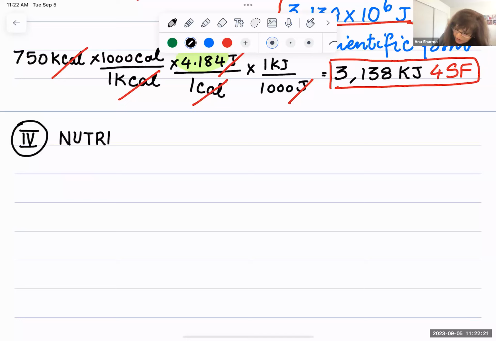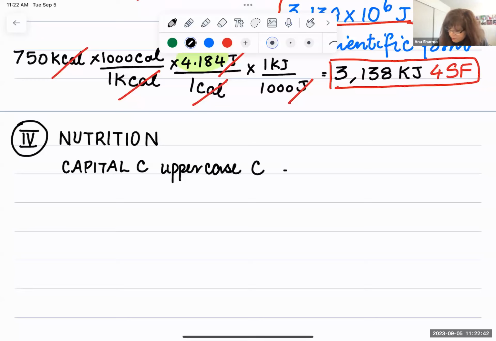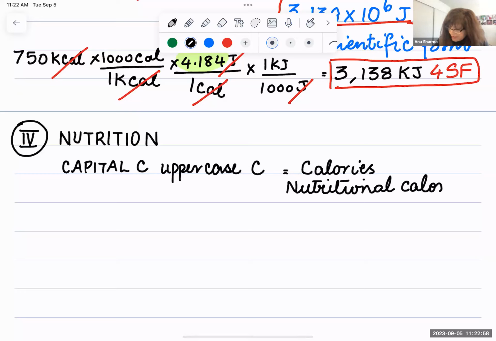Now, in nutrition, we use the calorie, but it is the one with the capital C, okay? Uppercase C. This uppercase C for calories is also called the nutritional calories. This is something you see on the food labels.